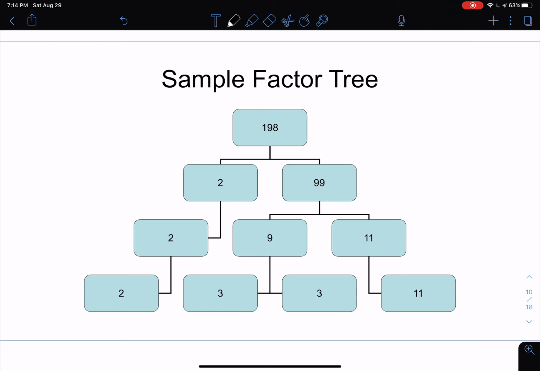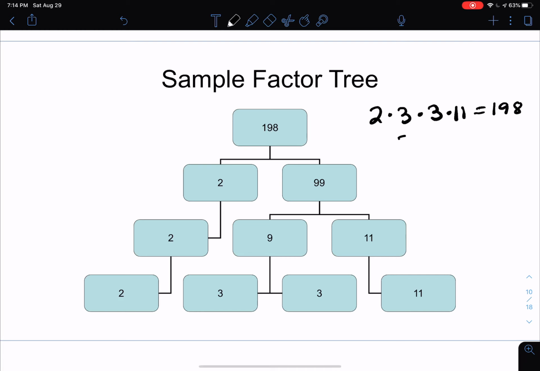Now at the very bottom, I have all prime numbers. So 2 times 3 times 3 times 11. If you multiply those out, 2 times 3 is 6, 6 times 3 is 18, 18 times 11 is 198.